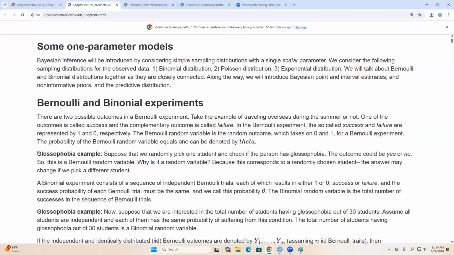Okay, so this is an example. Suppose this is the glossophobia example. Suppose that we randomly pick one student and check if the person has glossophobia. Why is it a random variable? Because if I pick one person at random, that person may have glossophobia, may not have glossophobia, right? And whether the person has or has not depends on the random person I'm choosing. That is why it is a random variable. It is not fixed. So it is a Bernoulli random variable.